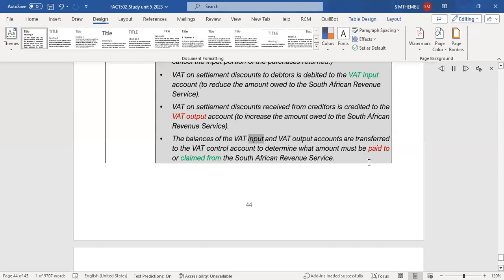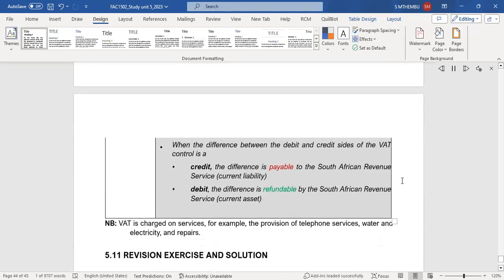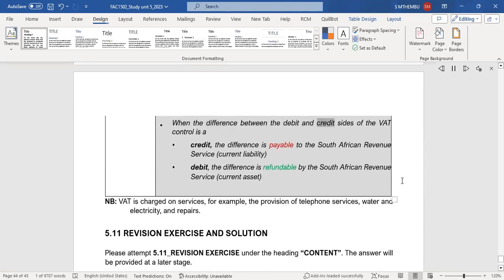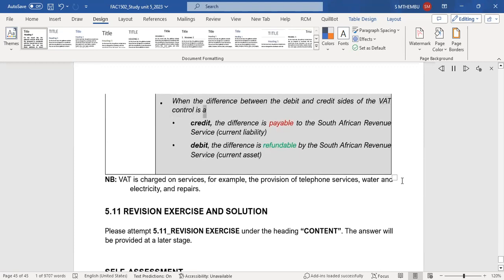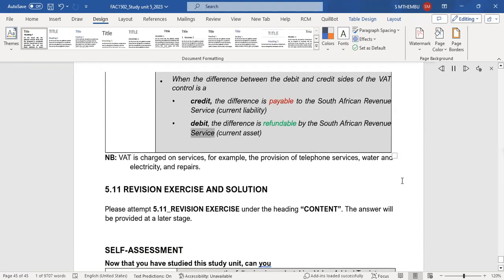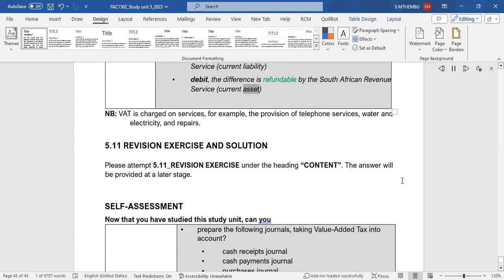The balances of the VAT input and VAT output accounts are transferred to the VAT control account to determine what amount must be paid to or claimed from the South African Revenue Service. When the difference between the debit and credit sides of the VAT control is a credit, the difference is payable to the South African Revenue Service, a current liability. If it is a debit, the difference is refundable by the South African Revenue Service, a current asset. NB: VAT is charged on services, for example, the provision of telephone services, water and electricity, and repairs.